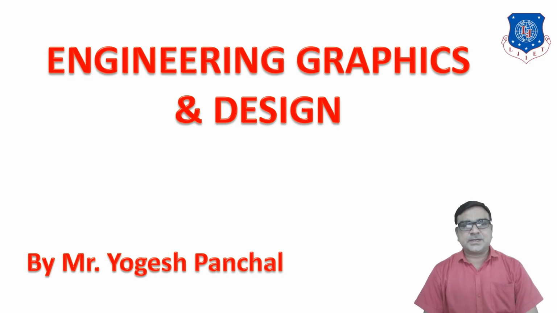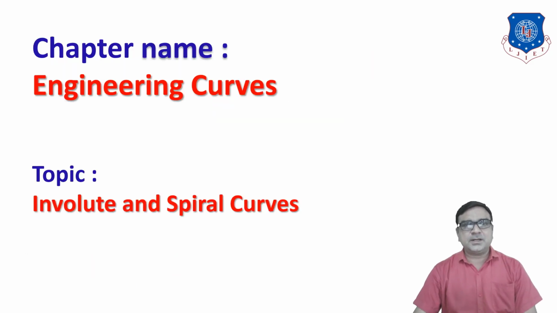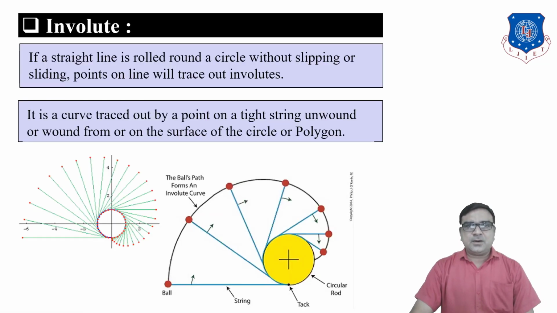In engineering graphics and design, today we are taking the chapter engineering curves, in which the topic name is involute and spiral curves. What is an involute? The definition of an involute is: if a straight line is rolled around a circle without slipping or sliding, points on the line will trace out involutes.